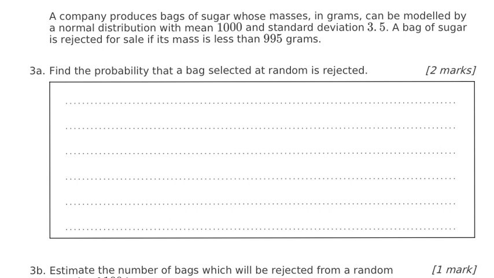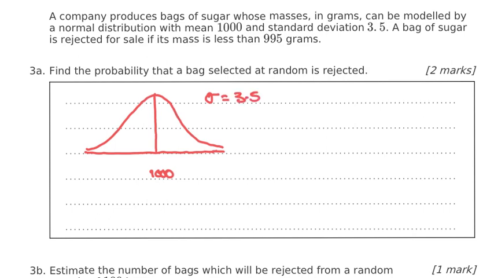First thing, draw yourself a little diagram to show the information. So here's our normal distribution curve. Mean is 1,000. Standard deviation is 3.5. 995 is to the left of 1,000. So we want this area here. So we want the probability that x is less than 995. So we use our GDC.